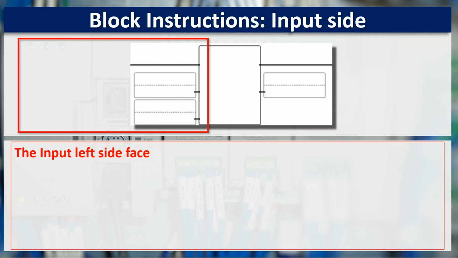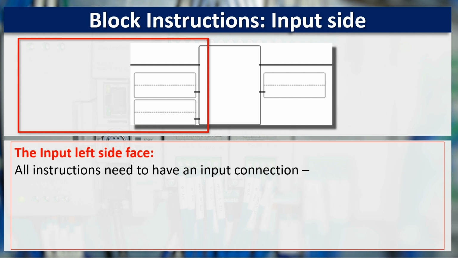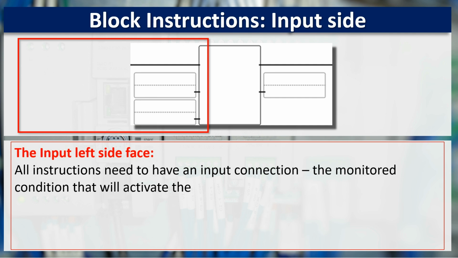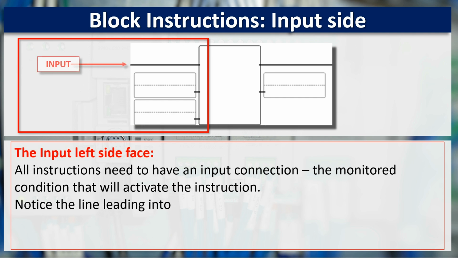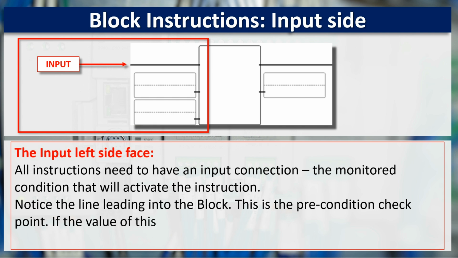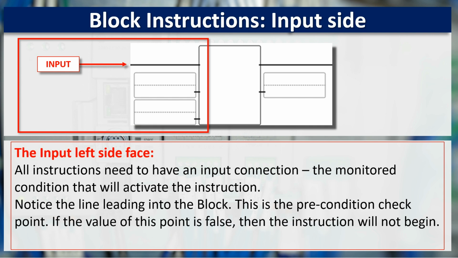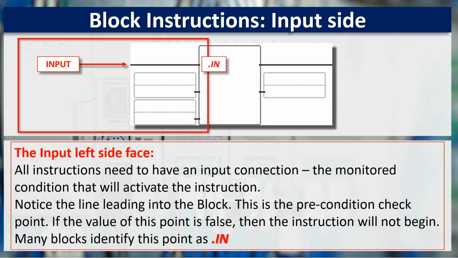So let's look at the input left side face. All instructions need to have an input connection, the monitored condition that will activate the instruction. Notice the line leading into the block. This is the preconditioned checkpoint. If the value of this point is false, then the instruction will not begin. Many blocks identify this point as .in.